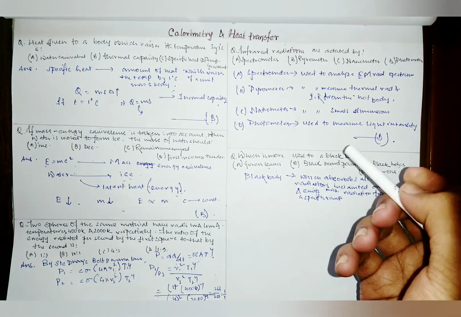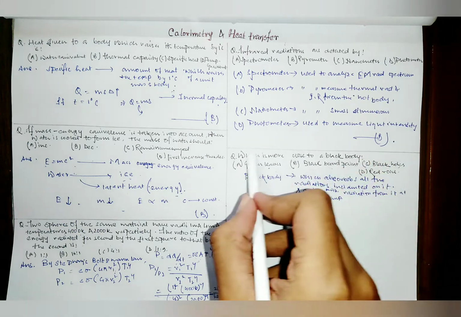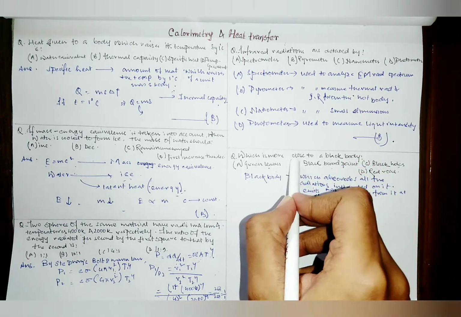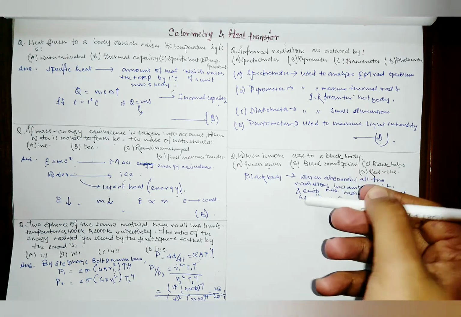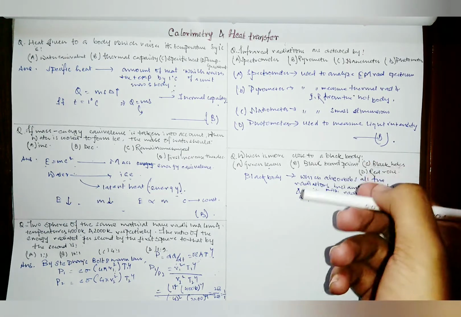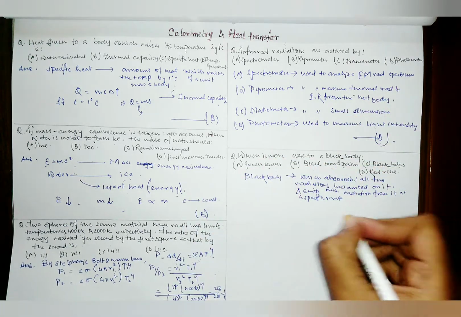It is not a 100% black body, but it is more close to a black body. It absorbs radiation and emits the maximum radiation, not every kind, but maximum. So option B is the answer.